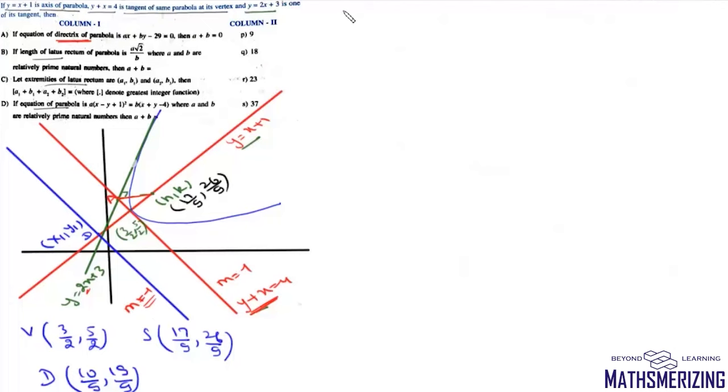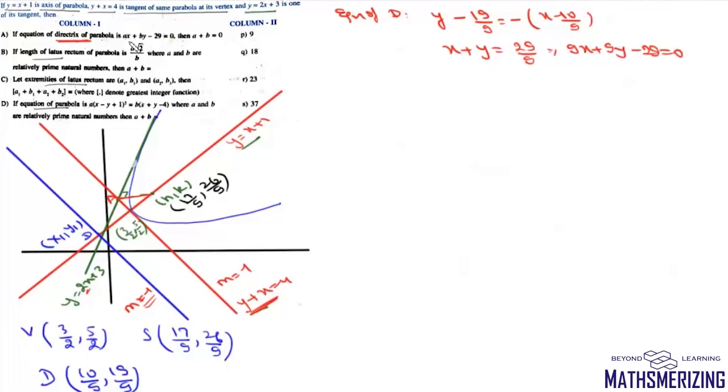So equation of directrix will be y minus 19 by 9 equals minus x minus 10 by 9. So we'll get this equation as x plus y equals 29 by 9. So we can write this equation as 9x plus 9y minus 29 equals 0. And the condition they have given is ax plus by minus 29 equals 0. Then a plus b is, so a is 9 and b is 9. A plus b is 18. So this option A is matched to Q.